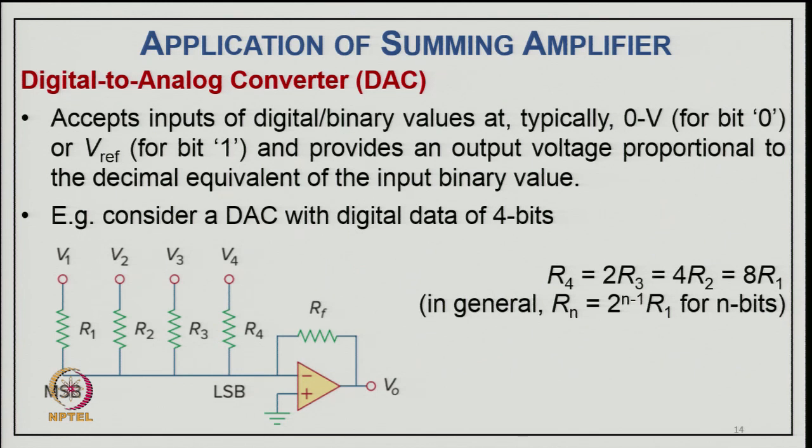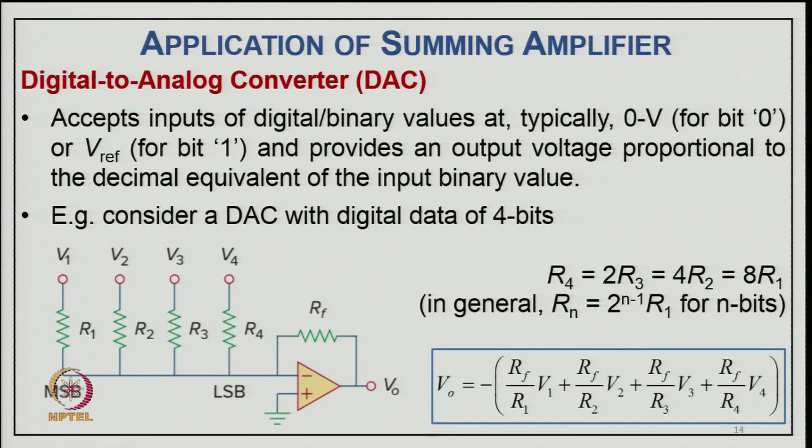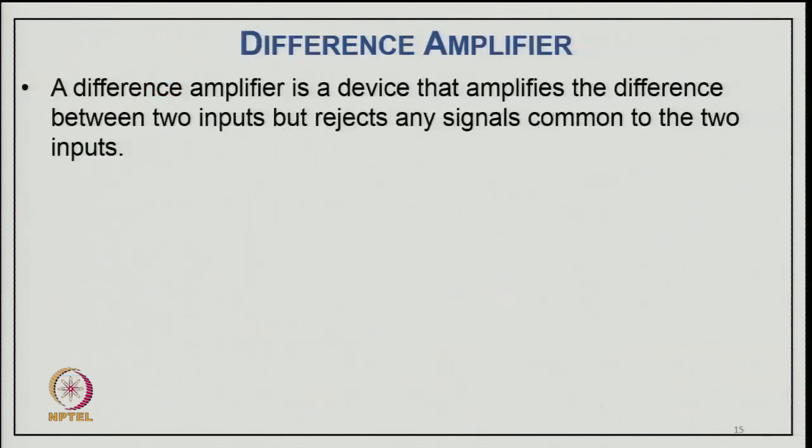That is the way we get the most significant bit and least significant bit, the weightage of them, and in general it is taken as R_n equal to 2^(n minus 1) R_1. Then we have a feedback, so we add all these with the proper weightage. So, we will get the digital to analog conversion equivalent, which we call V_O equal to minus R_F upon R_1 V_1 plus R_F upon R_2 V_2 plus R_F upon R_3 V_3 plus R_F upon R_4 V_4.